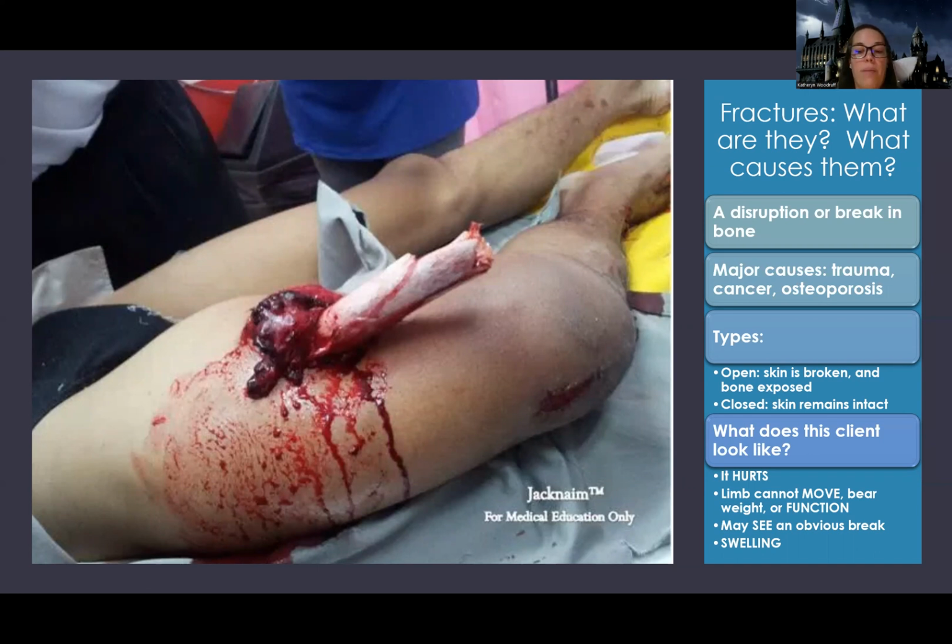What is the patient going to complain about? It's going to hurt. They may have trouble with their limb, maybe where they can't move it, they can't maybe bear weight on it, or it may have lost function.